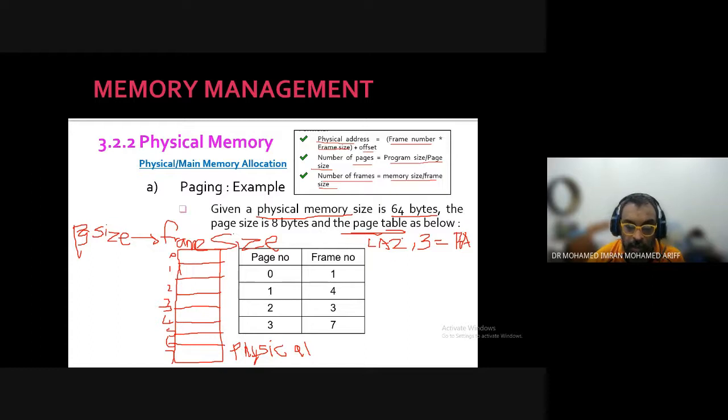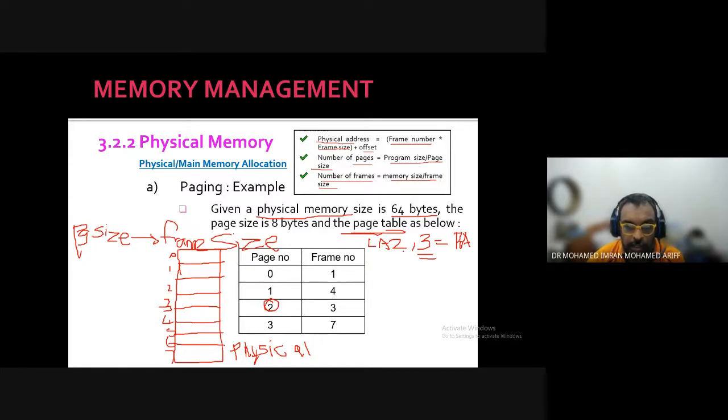Okay, so what is 2? 2 is the page number. Okay, and what is 3? If you look from the previous slide, 3 is your offset value. Okay, so back to this question: physical address equals frame number multiplied by frame size, plus offset.